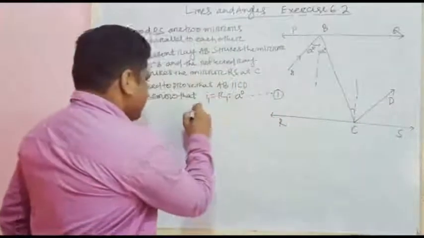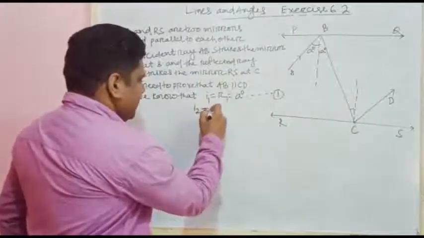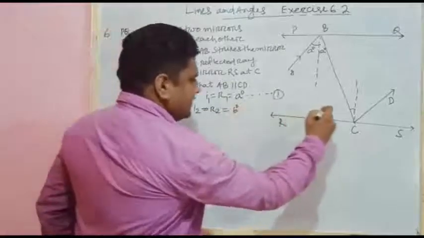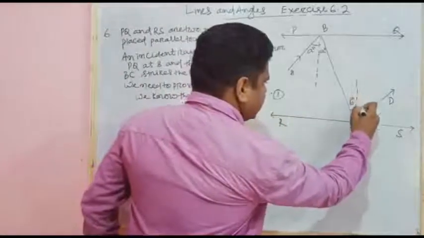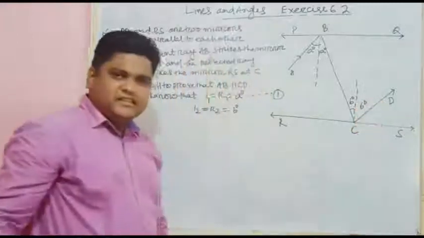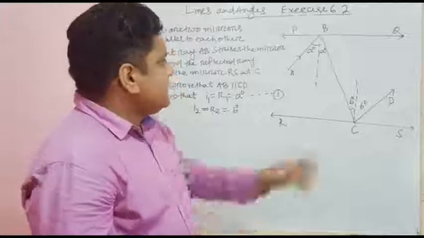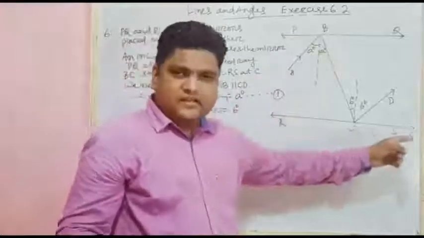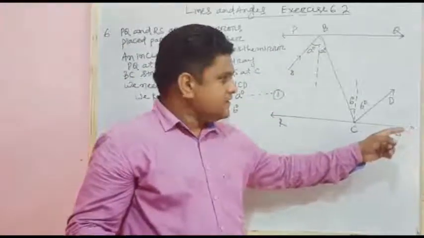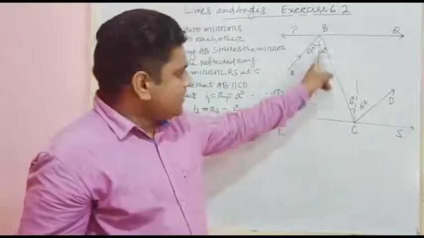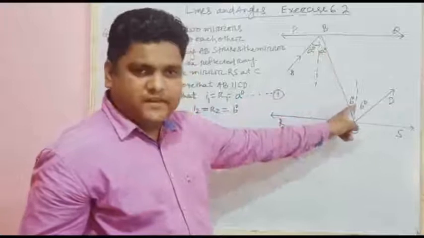So I2 and R2 are also equal. Let that be b degree. Let this be b degree and this is also b degree. This is our assumption. And we know that PQ and RS are two plane parallel mirrors, and BC is its transversal. So alternate interior angles must be equal.